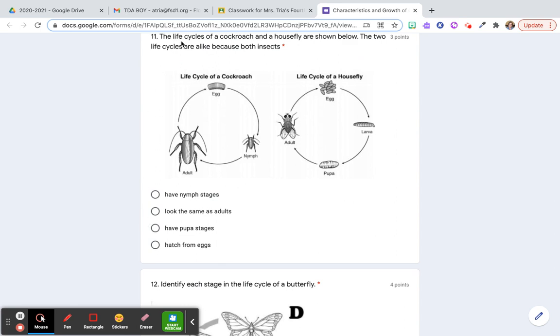Number 11, the life cycles of a cockroach and a horsefly are shown below. The 2 life cycles are alike because both insects have nymph stages, look the same as adults, have pupa stages, hatch from eggs.